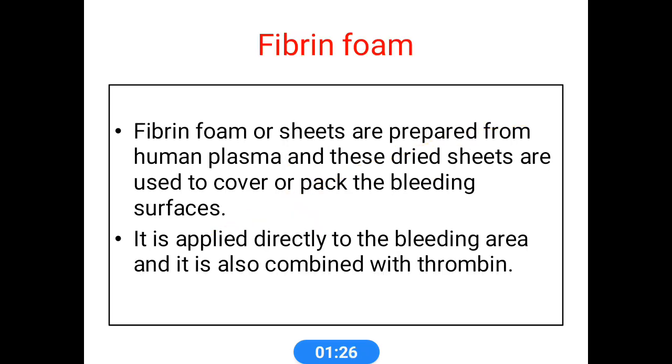Another example is fibrin foam or sheets. These are mainly prepared from human plasma, and these dried sheets are used to cover or pack the bleeding surface. This is usually applied directly to the bleeding area, and is mainly combined with thrombin.